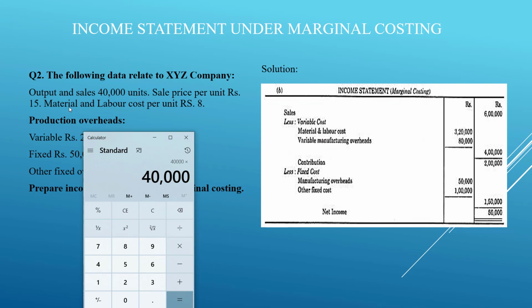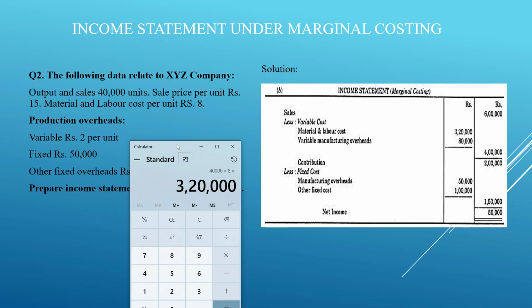It has not been given separately material and separately labor, right? They have clubbed together material and labor. So the material and labor total is 8, so we'll multiply with 8. And here we got 3,20,000, right? How did we get 3,20,000? We got it by the output into the cost per unit of material and labor, 8. That is 40,000 into 8, 3,20,000.